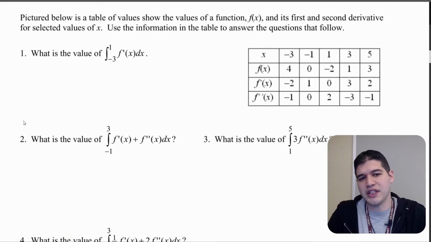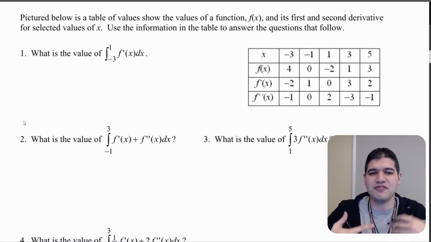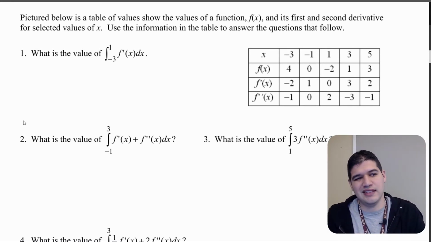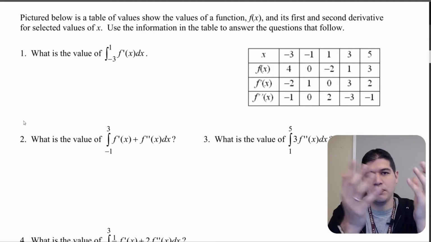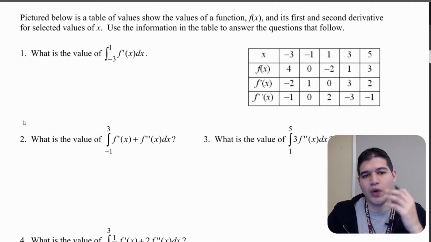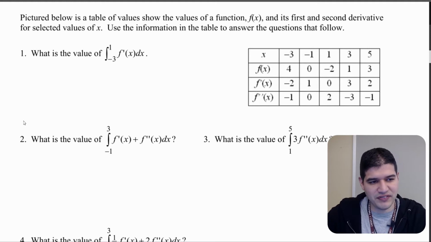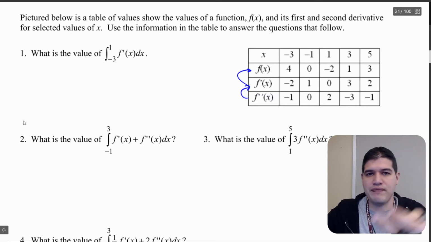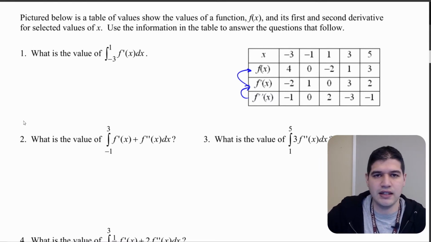So in our first question here, we're going to just say, okay, what is the value of the integral from -3 to 1 of f prime of x dx? And we're given this table over here on the right. What you want to keep in mind is that we have f of x, f prime, and f double prime. Whenever we're going up, we're using antiderivatives. We're going to be finding integrals.